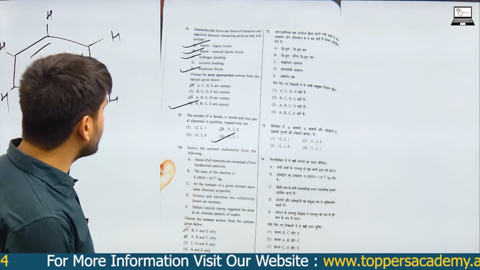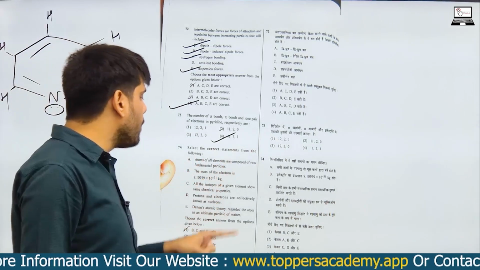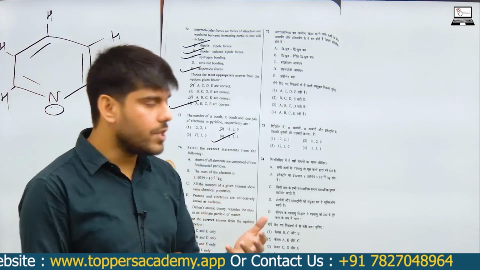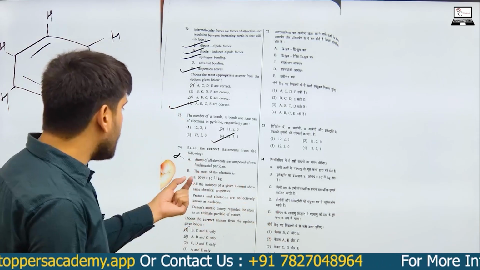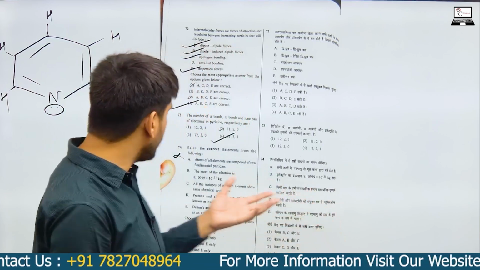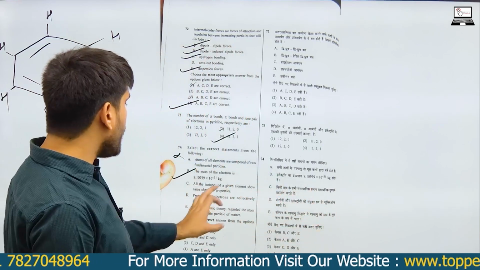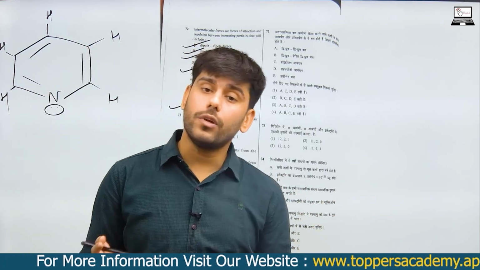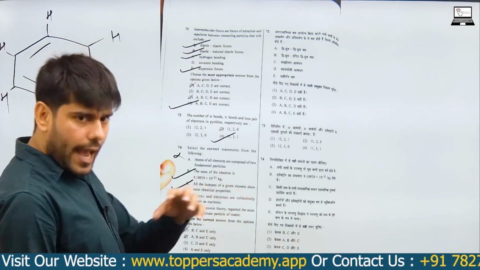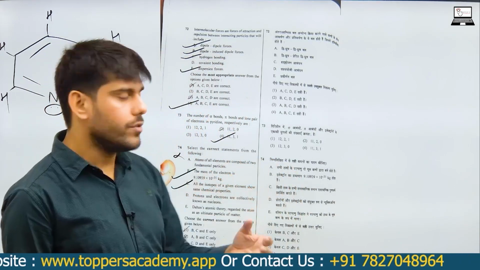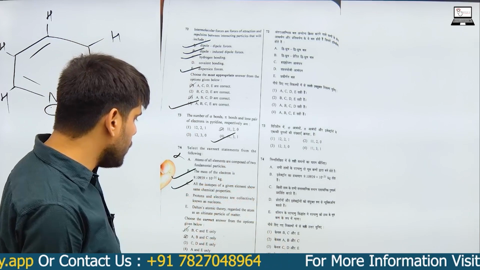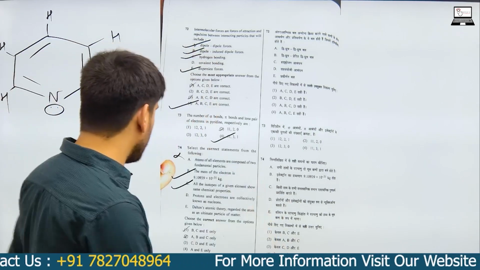Select the correct statements from the following. Atoms of all elements are composed of 2 fundamental particles. No, 3 fundamental particles: electrons, protons and neutrons. So A is wrong. B, the mass of an electron is 9.1 into 10 to the power minus 31 kg or 10 to the power minus 28 gram. Yes, absolutely correct. All the isotopes show the same chemical properties. Absolutely correct, because they have the same number of protons and electrons also, if it is neutral. Protons and electrons are collectively known as nucleons. No, protons and neutrons are called nucleons.